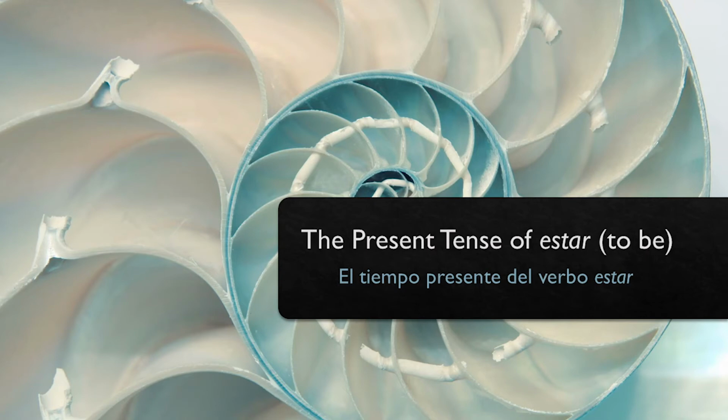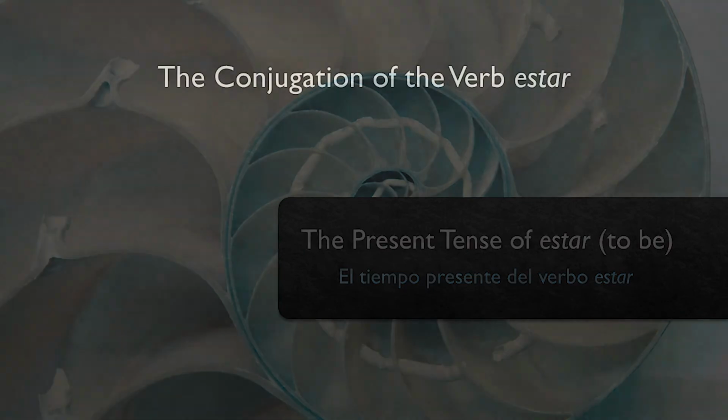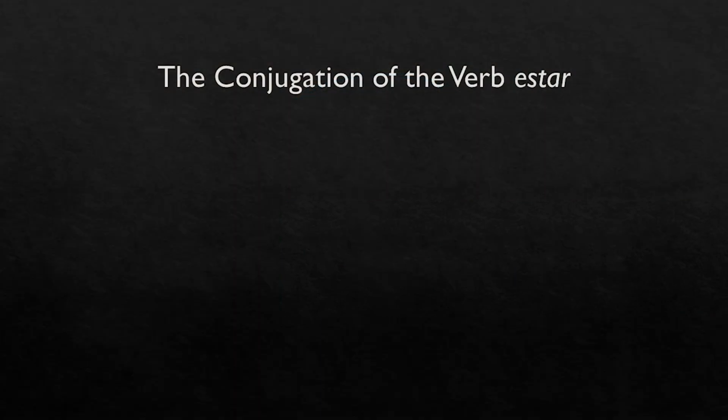The present tense of the verb estar, which is often called the other "to be" verb to distinguish it from the verb ser, which you have learned previously. It's important to learn how the verb estar is conjugated. It is technically an AR verb, but you'll notice that there are some differences and irregularities, so it's important to learn all of the forms of the verb.